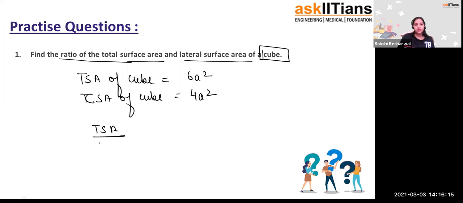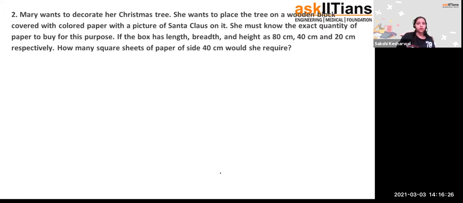TSA upon CSA is equal to what, beta? 6a square upon 4a square, which is equal to 3 by 2, which is equal to 3:2. That's your answer, right? Now, coming to the next question, let's read it out.